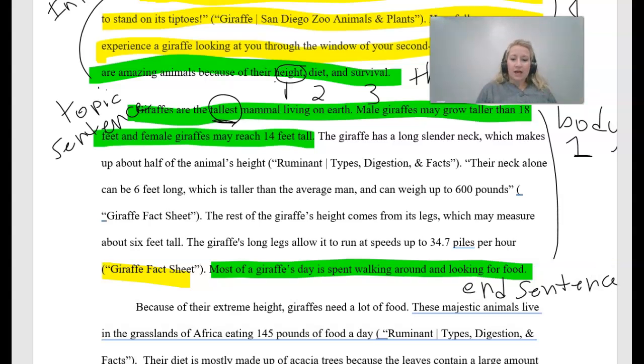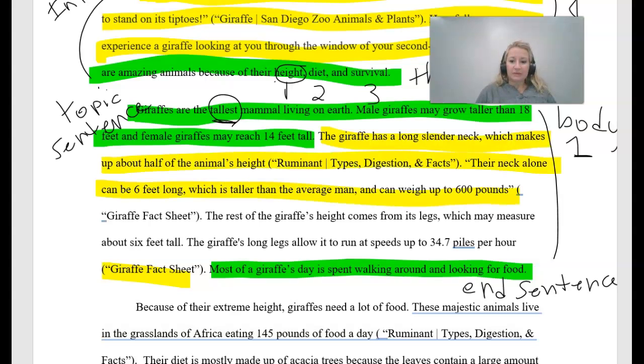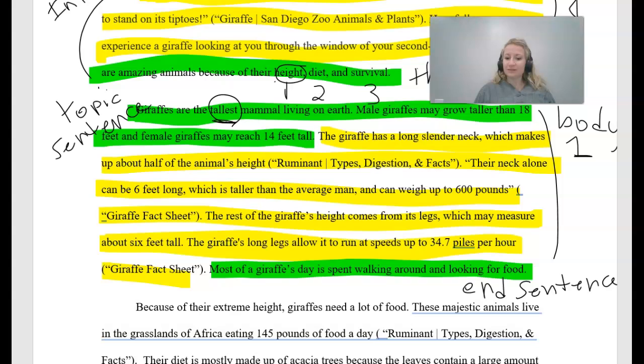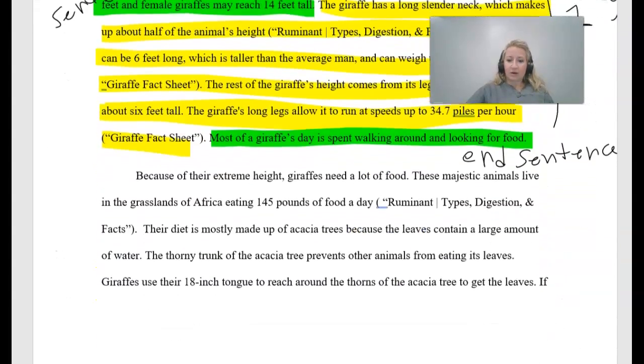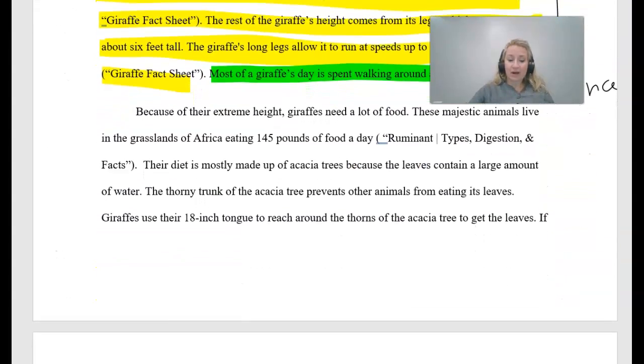And then I'm going to highlight this middle part yellow. These are what we call the support sentences of the paragraph. They support what is listed in our main idea. All right, now we are going to go ahead and go to our second body paragraph.